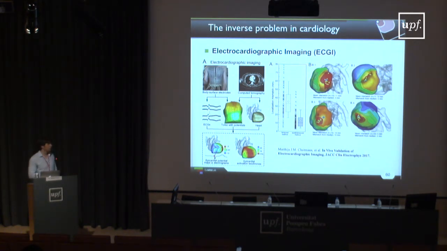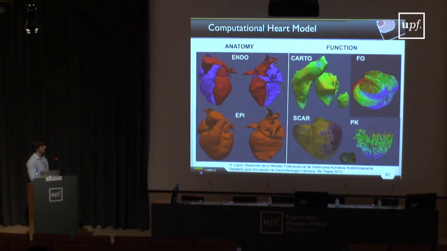This is an ill-posed problem, so you need regularization to solve it and some mathematical tricks to obtain something with meaning here in the heart, and it makes the problem a bit complex. In order to solve this problem, you also need the geometry of the torso and the geometry of the ventricles or atria where you're going to invert the problem, because the orientation is pretty important in order to do the reconstruction. So what we did in our lab was basically build a full heart model.